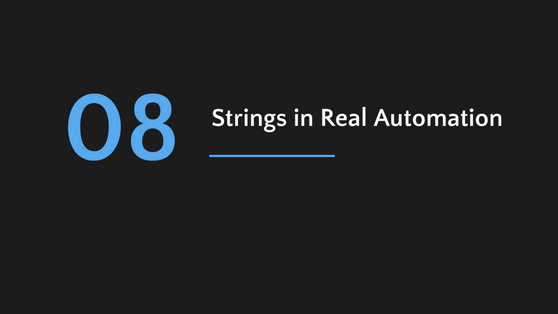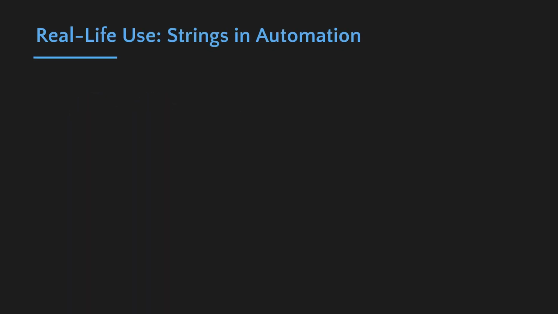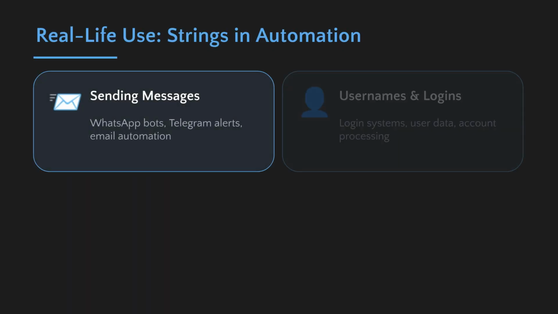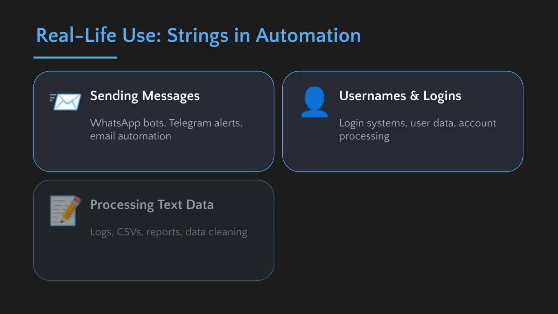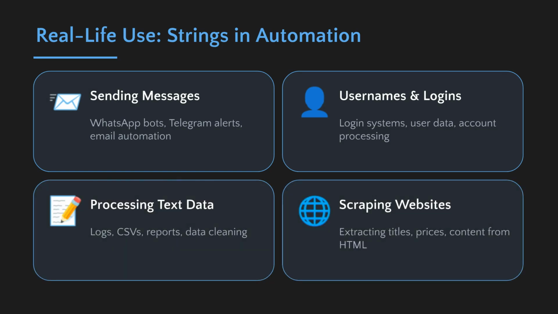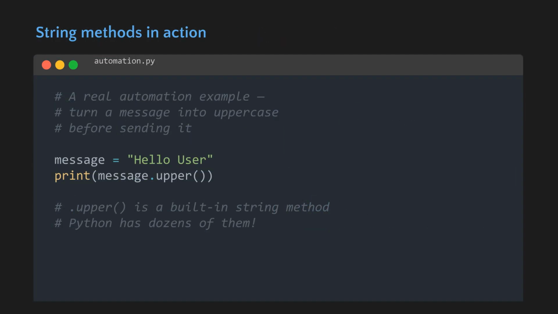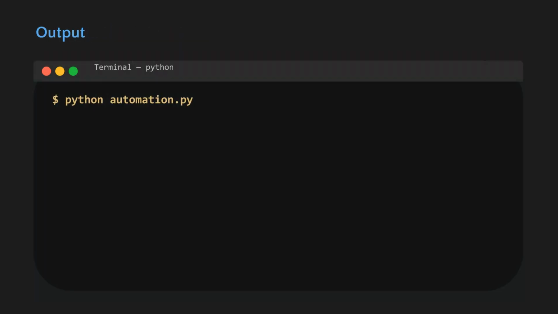Strings are essential for automation, used everywhere from messages and usernames to log files and web scraping. Let's look at a practical example. Strings are critical for tasks like sending messages, handling user authentication, processing logs, and extracting data from websites. In this example, we use the built-in string method upper to convert a message to uppercase before theoretically sending it out. Python offers many such methods. The output demonstrates that the original string hello user has been successfully converted to all uppercase, HELLO USER.